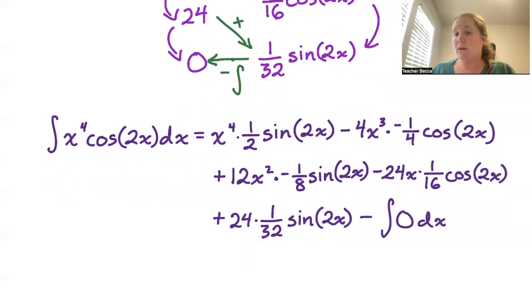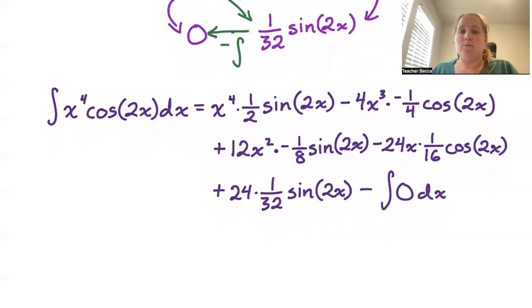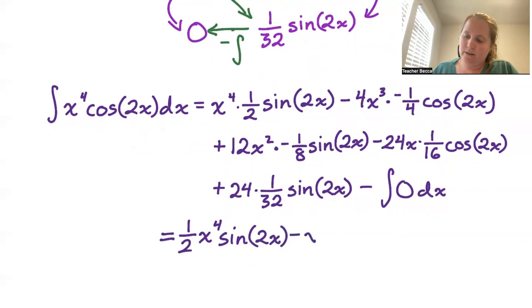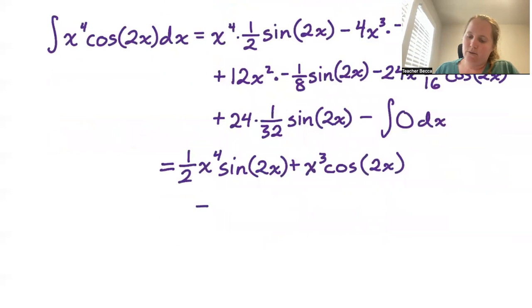But again, I love going all the way to that 0, simply because there's no integral left to take once we put our table back into the equation format or formula. So this becomes 1/2 x to the 4th sine of 2x plus x cubed cosine of 2x minus 12/8, also known as 3/2, x squared sine of 2x.